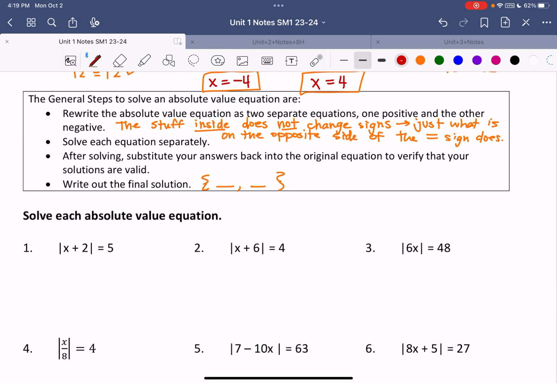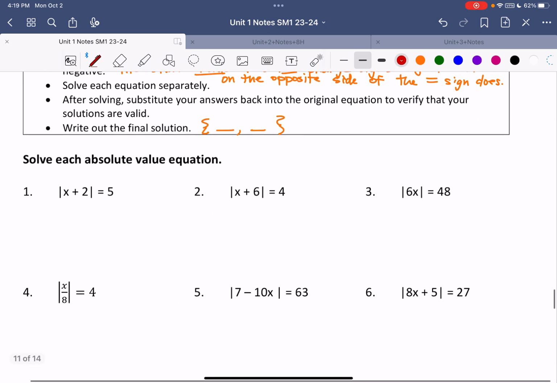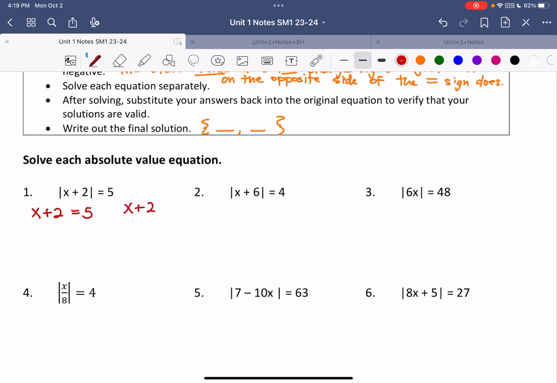Okay, so we have our absolute value all by itself. So we're going to take the inside and set it equal to the positive. We're also going to take what's inside. Again, we don't change any signs on what was inside of our absolute value, right? When I'm saying inside, I'm talking, the x plus 2. And then the only thing that changes is what it's equal to. Now I treat them like two separate equations, and I solve.